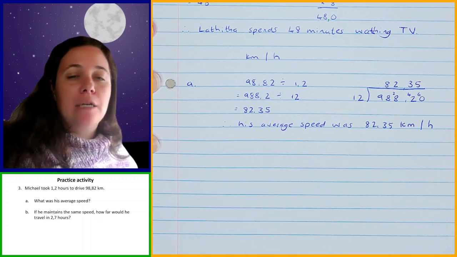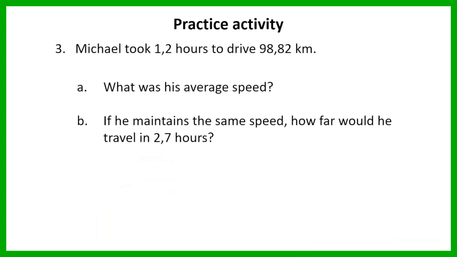Now you need to go and do question B. Question B is, if he maintains the same speed, so we've just worked out the speed, if he maintains that speed, so his speed is 82.35 kilometers per hour, how far would he travel in 2.7 hours? So now we've been given the time, and we need to work out the distance he will go at the speed that we just worked out. Okay, I'm going to give you 1 minute to work that out.